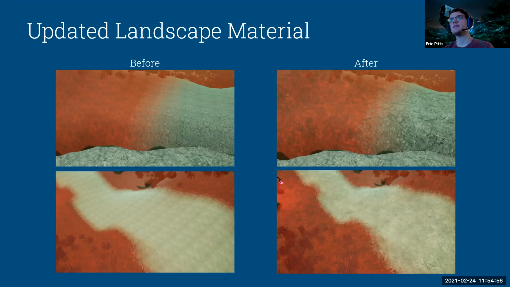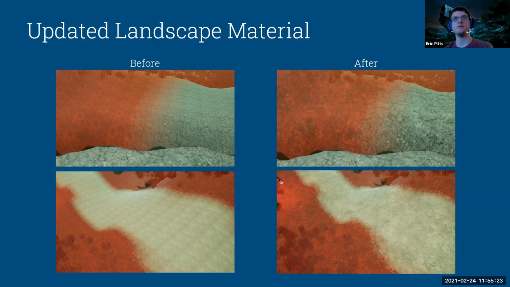So we made some changes to the landscape material because originally the landscape material just took in one texture and then plugged it directly into the base color channel. And that created some very obvious tiling effect. As you can see on the left, you can very clearly tell what the texture looks like just because you can see the same image repeating over and over again.